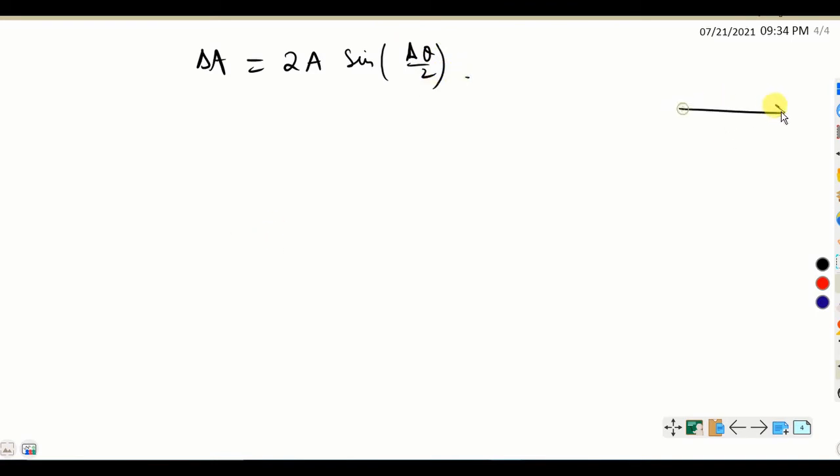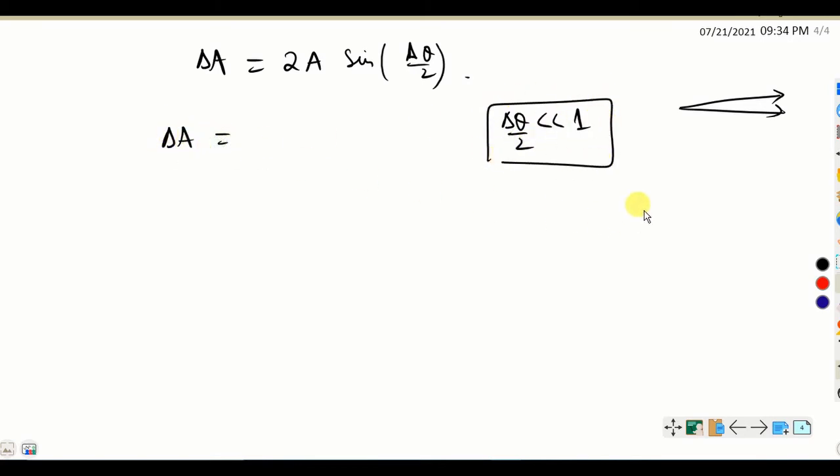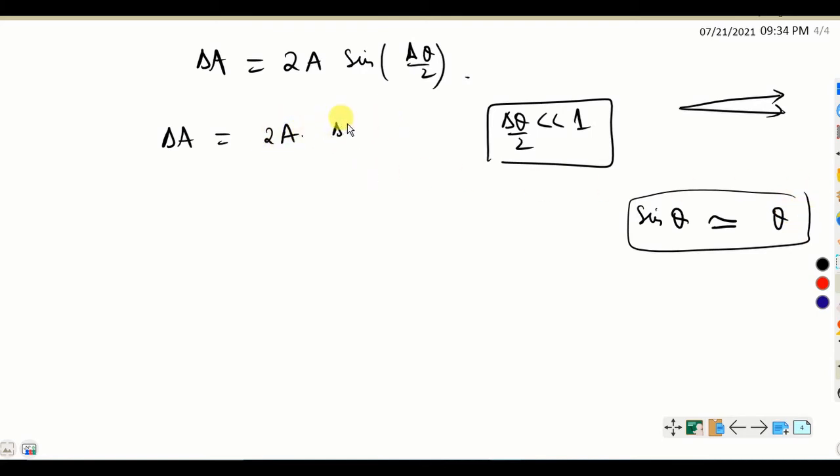What if now we want to do an infinitesimal change? If it is an infinitesimal change, then delta theta by 2 must be very much smaller than 1. We know that if theta is very much smaller, then sine theta is approximately equal to theta. So we can write 2A delta theta over 2 is nothing but A delta theta, just like that.